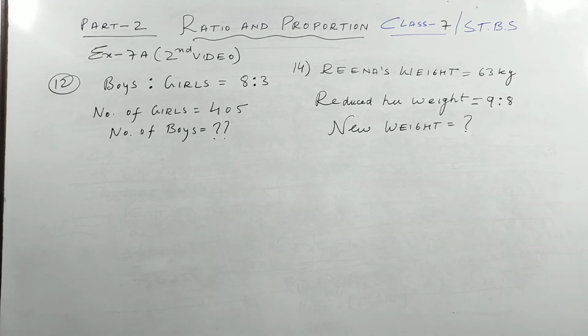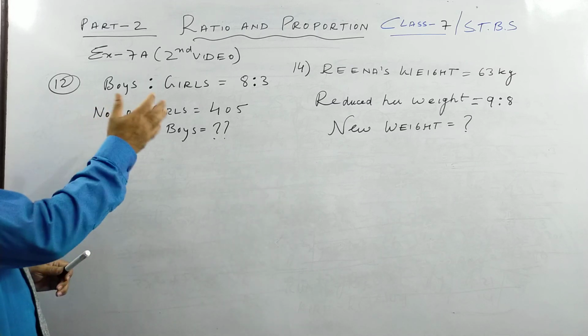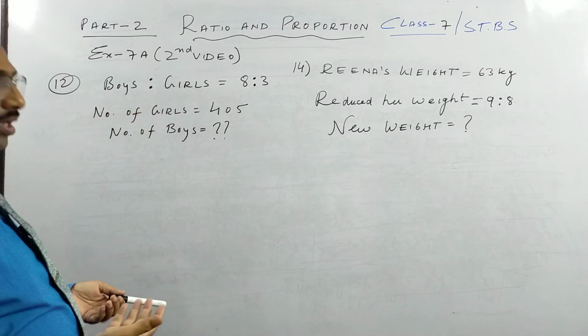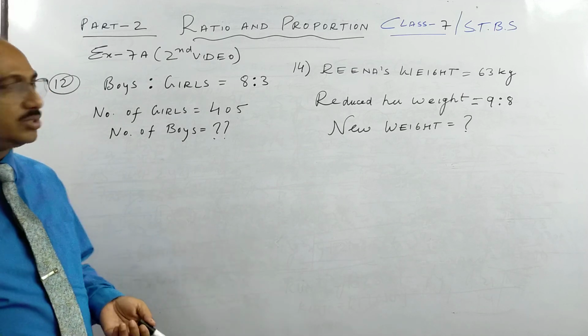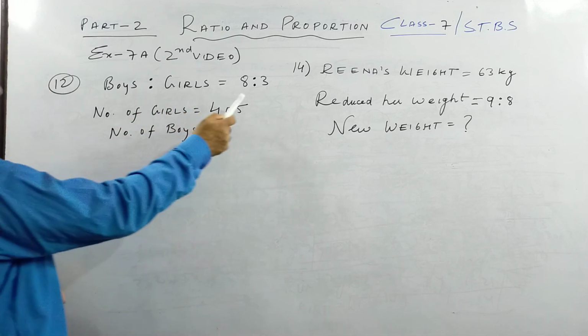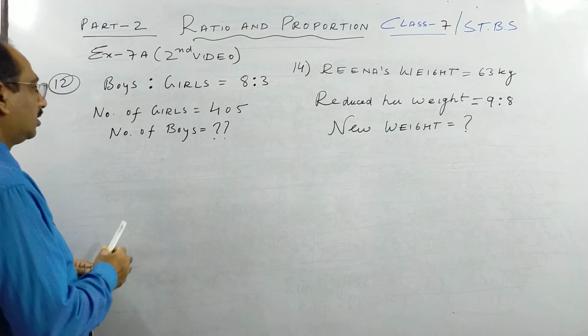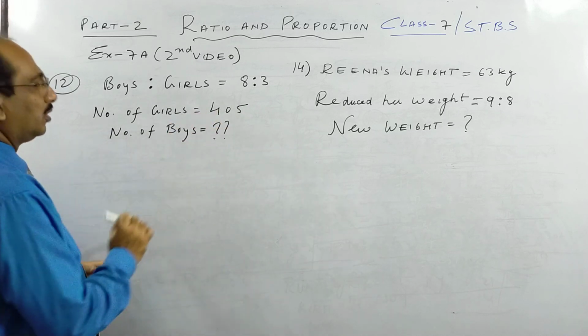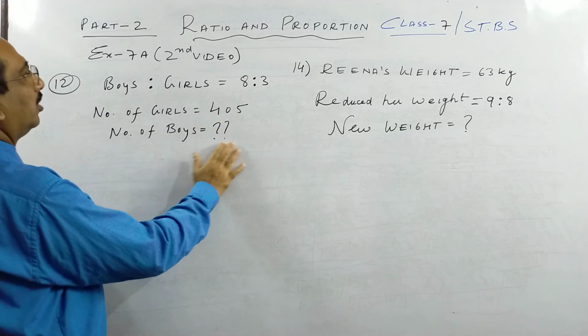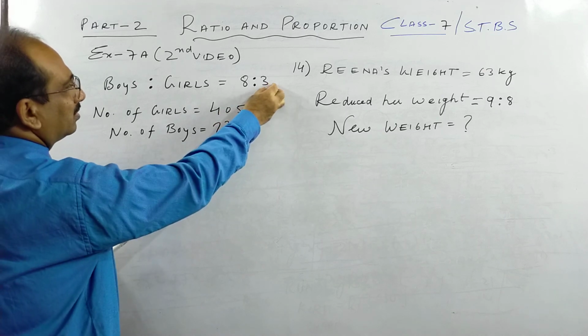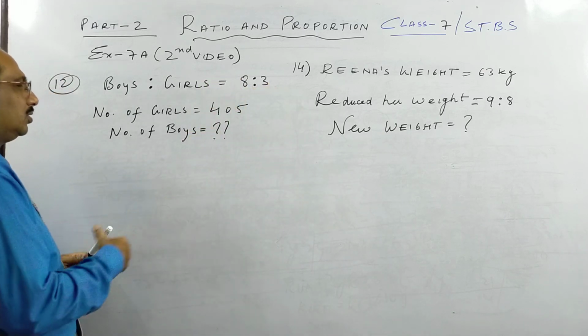So children, we go to the last two questions of this session. Question number 12 of exercise 7. You have boys is to girls in a class. You have boys and girls also. It's a co-educational school. So the ratio of boys to girls: if 8 boys are there, there are 3 girls. Number of girls is 405. You have to find the number of boys. So definitely you see when 3 girls are there, 8 boys are there. So this is how we do it.